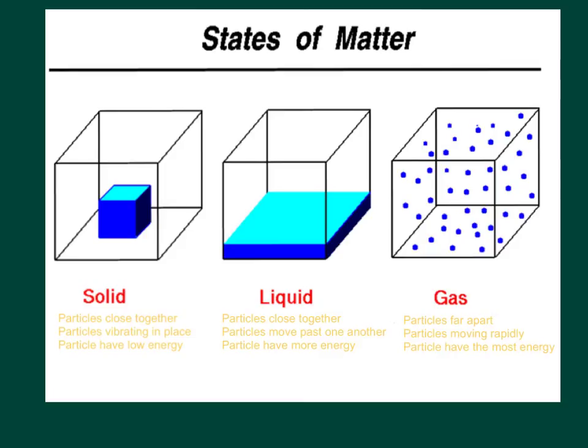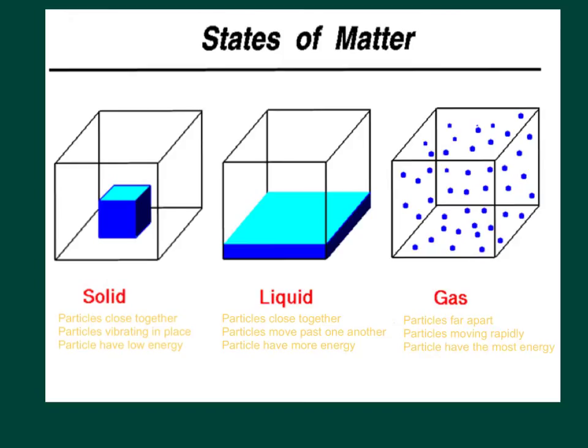Other things to consider with the states of matter would be how the particles are arranged, how they move, and how much energy they have. Solids have particles that are very close together. The particles are also vibrating in place, meaning the particles are in a fixed position and don't move out of their position. Particles also have really low energy in a solid.